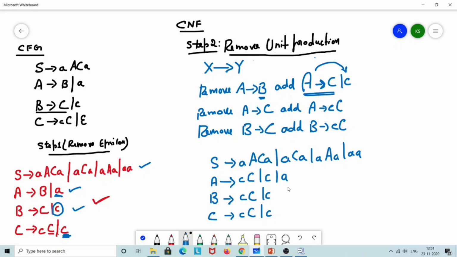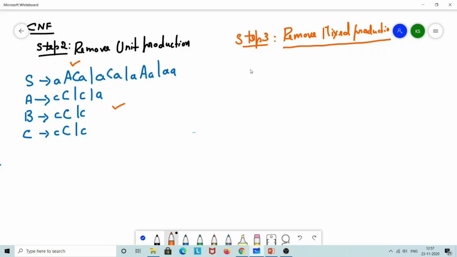Now we have to apply step 3, that is removal of mixed production, to the result I got after removing unit production, that is after step 2. I will remove all the mixed production from my rule set. What is a mixed production? Any rule that has a right hand side mixture of terminal and non-terminal should be removed, and all the terminals should be converted to a non-terminal.